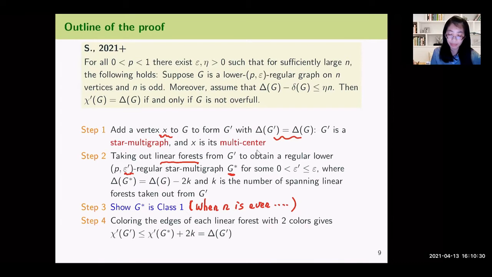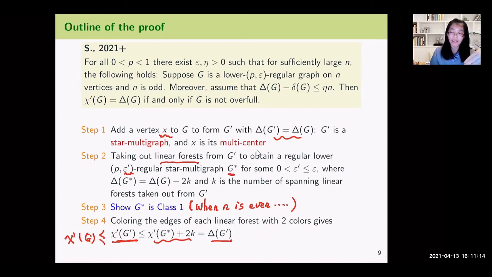Then for this graph G star, we will show that G star is class 1. If we show G star is class 1, then we will color the linear forests we took out in step 2. For each linear forest, we can properly color the edges using 2 colors. Suppose we took out k of them, then the chromatic index for this graph G prime will be at most this, and this is delta of G prime. And so the chromatic index of G, because G is a proper subgraph of G prime, will be at most delta G, right? And on the other hand, it's at least delta G, so it's exactly delta G.